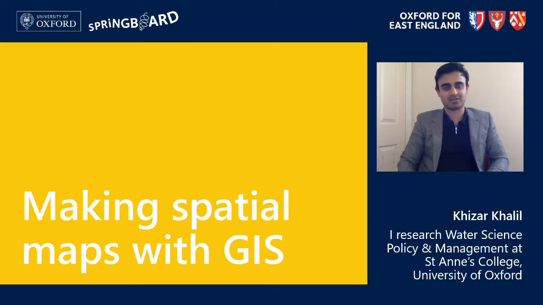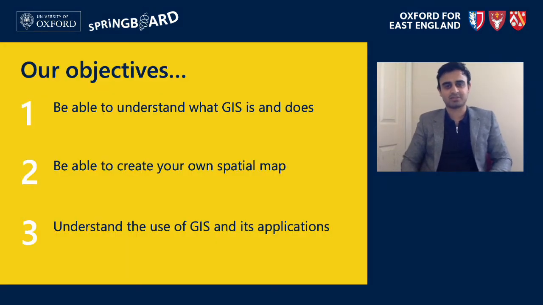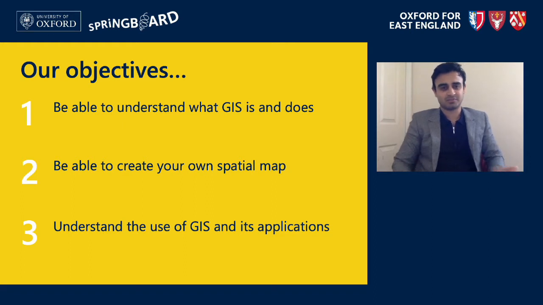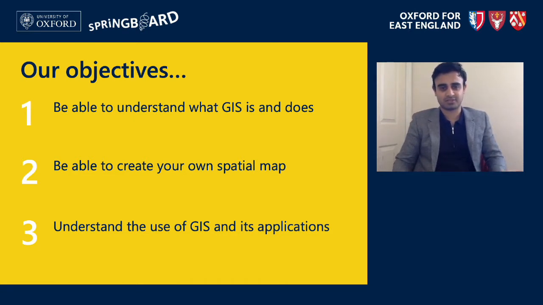My name is Hizar and today we're looking at what GIS is and what it does. We're also going to make a spatial map using some coding skills, and it would be an interesting map to make. We also want to understand what GIS in practice looks like and what its applications are. For example, how can GIS be used to solve some of the spatial problems that we have?